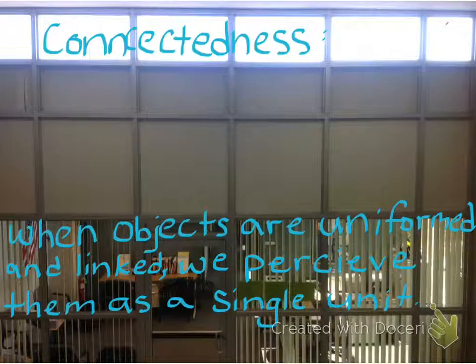For connectedness, we use this picture because it's made up of a ton of different parts, different like wall spaces, but instead of seeing all the different parts, we see one single unit.